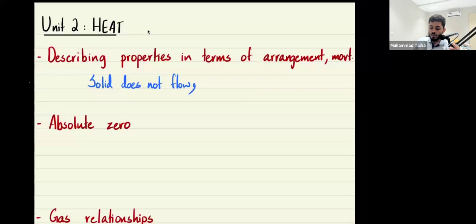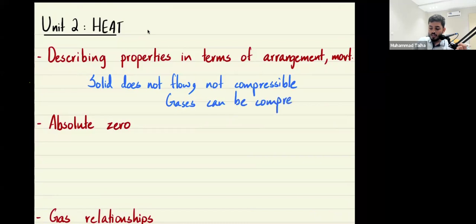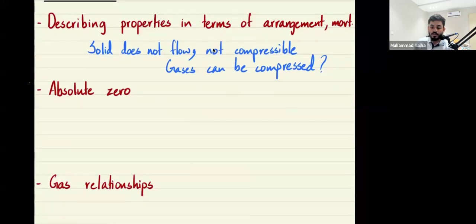Similarly, if somebody asks you why a solid cannot be compressed, or why gases can be compressed, with compressibility, you know that compression is really bringing the molecules close to one another. So if you're talking about gases, the distances between the particles is so much that on pressing down, you can bring the molecules closer together. But with the arrangement of solids, the particles are already so close together that it's not really possible to bring them any closer to each other.